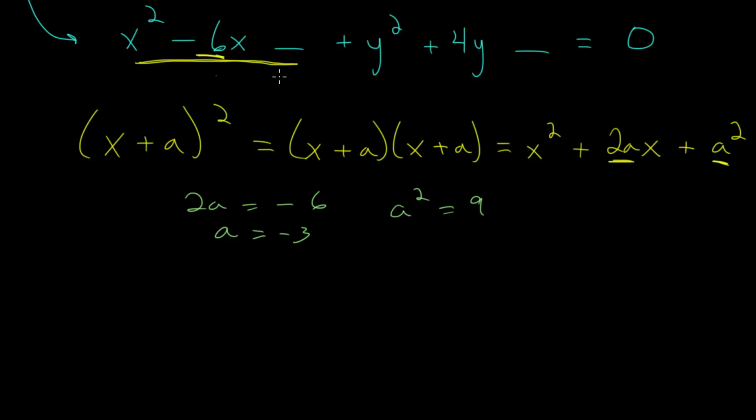So in this case, with our quadratic with x, if we add 9 to both sides of our equation, this can now be transformed into a perfect square expression. And we'll come back to that later.